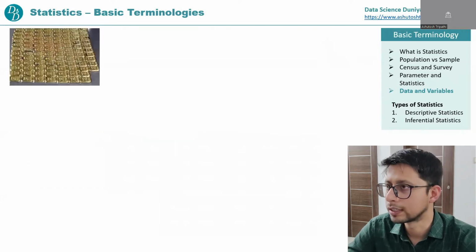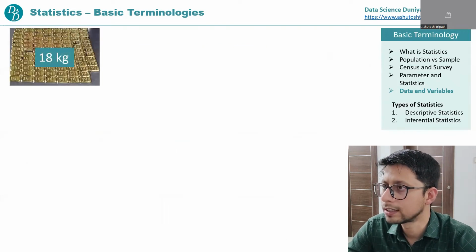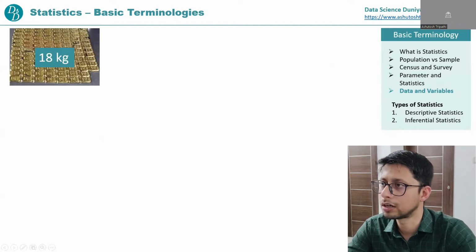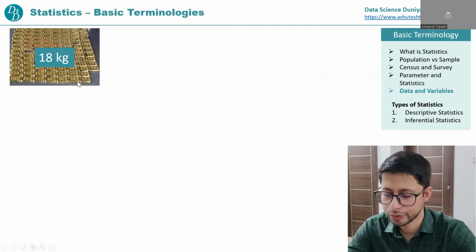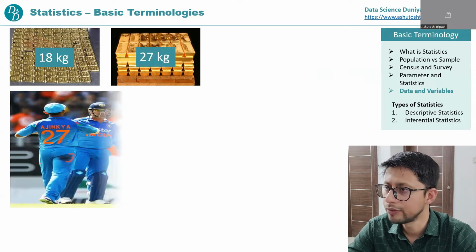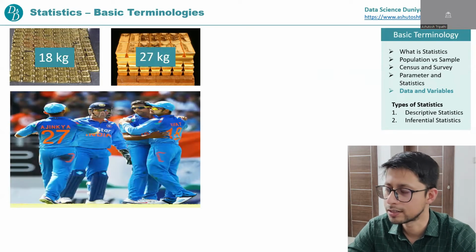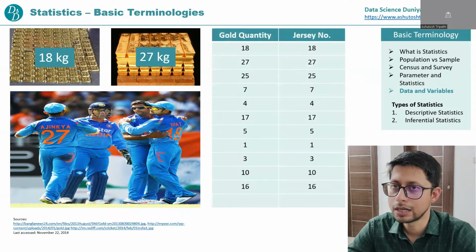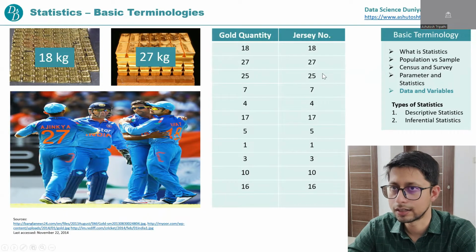Let me show you one thing. Suppose here there are bricks of gold, and the total quantity is 18 kg. Suppose another set of gold has a quantity of 27 kg. Then we have some players on the field, and their jersey numbers are written, 27, 18. Now suppose the same data is available in terms of an Excel file.